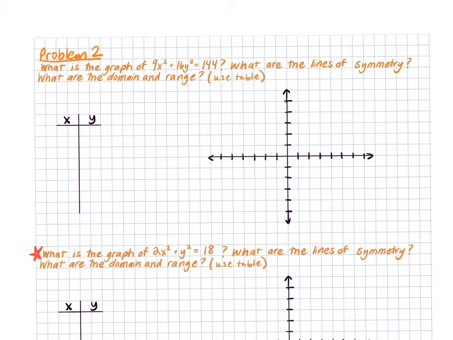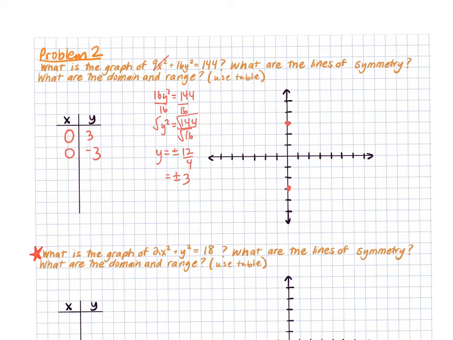All right, so let's start with our zeros. When x is 0, this goes away, and we have 16y squared equals 144. If we divide both sides by 16, and then take the square root, you can take the square root of the top and the bottom. So this becomes plus or minus 12 over 4, which is 3. So plus or minus 3. So we have the points (0, 3) and (0, -3).